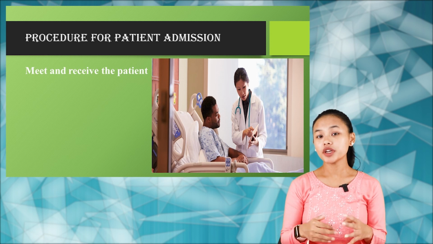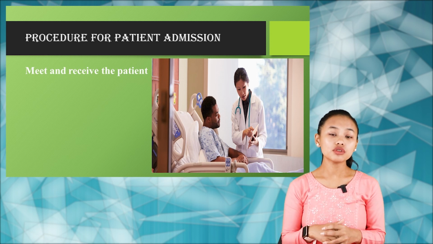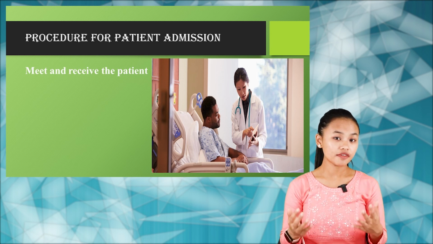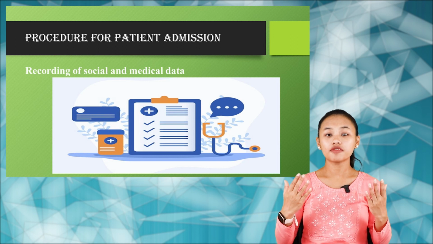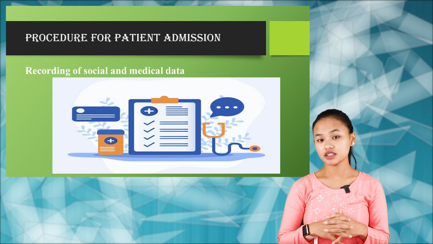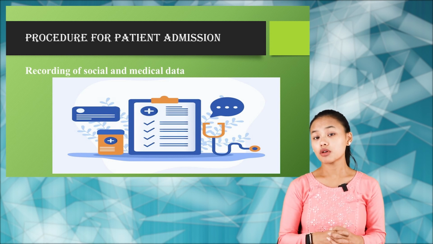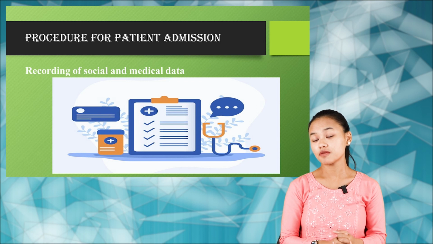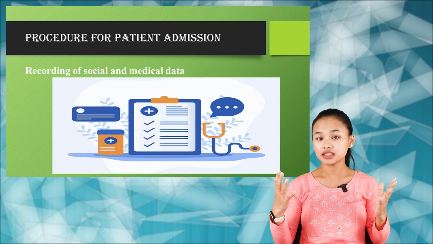And then also if the patient has to change her clothes to the hospital gown, you can advise them to do so. So after you have met and received the patient, the next thing is you should record the medical and the social data. Here the clerk record section must record all the data which is essential for the identification of the client. She must record the social as well as the medical data.